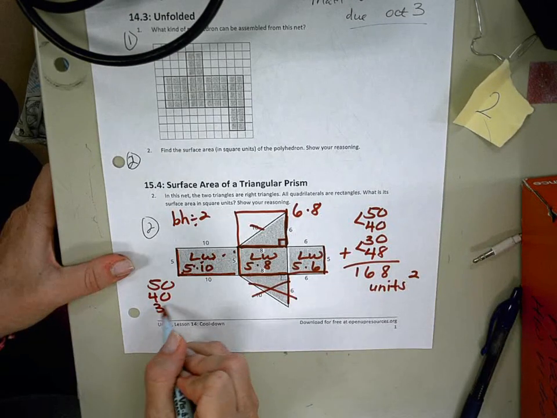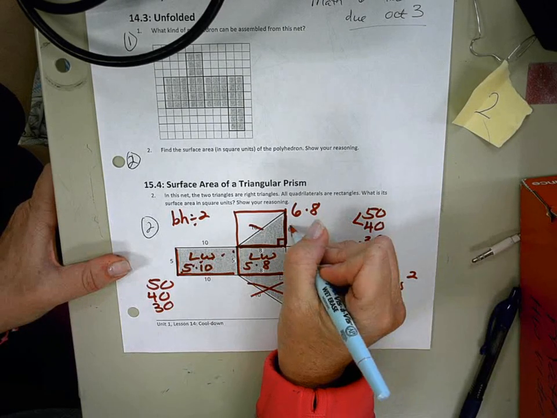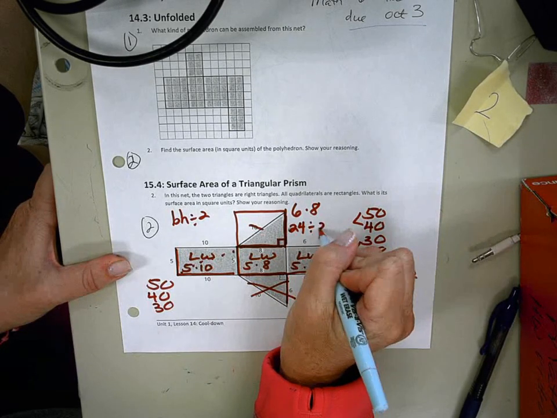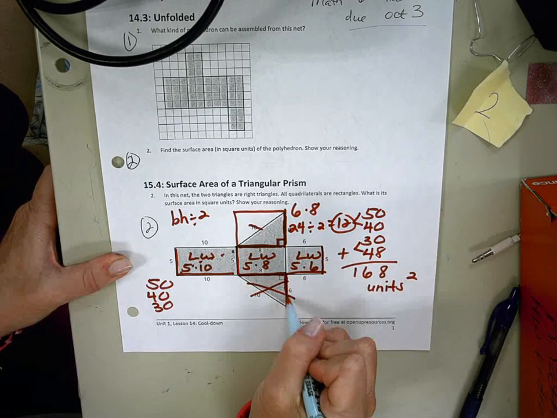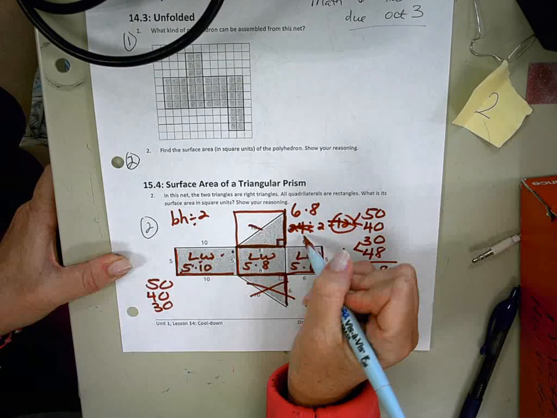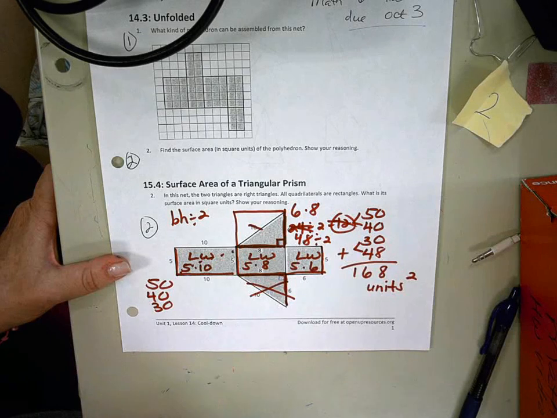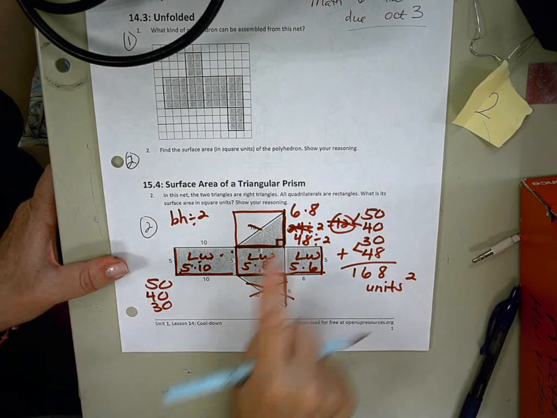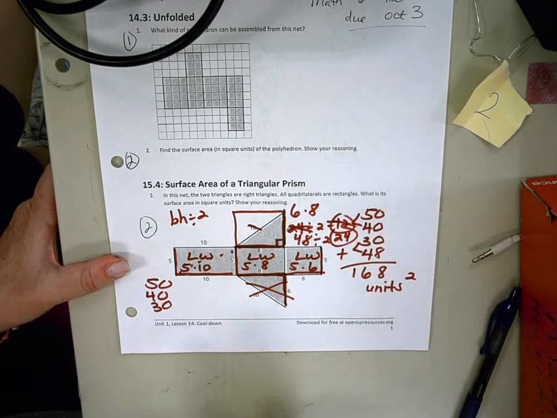If you really like the triangle strategy, hey, this is still 50, this is still 40, this is still 30. Base times height, 6 times 8 is 24, divided by 2 is 12. 8 times 6, oops, sorry, it's 48. 6 times 8 is 48, divided by 2. See, I thought it was 24 because I was already doing the division in my head. Good thing I slowed down. 6 times 8 is 48, divided by 2 is 24.